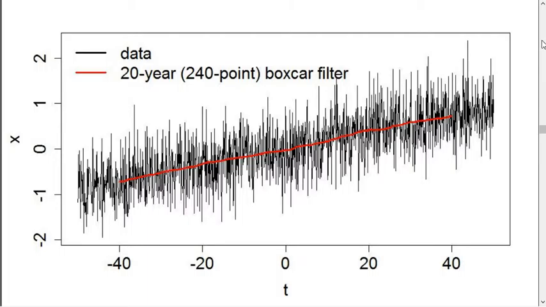Another thing to be aware of is that for a boxcar filter to work right, the entire window has to include observed data. That means that for a 20-year filter, its midpoint has to be 10 years from the start or end of the observed data. That means that when we compute our filtered values, we're going to lose 10 years of time at the beginning. We're going to lose 10 years of time at the end. Essentially, we're going to lose half a filter width at both edges of the data.